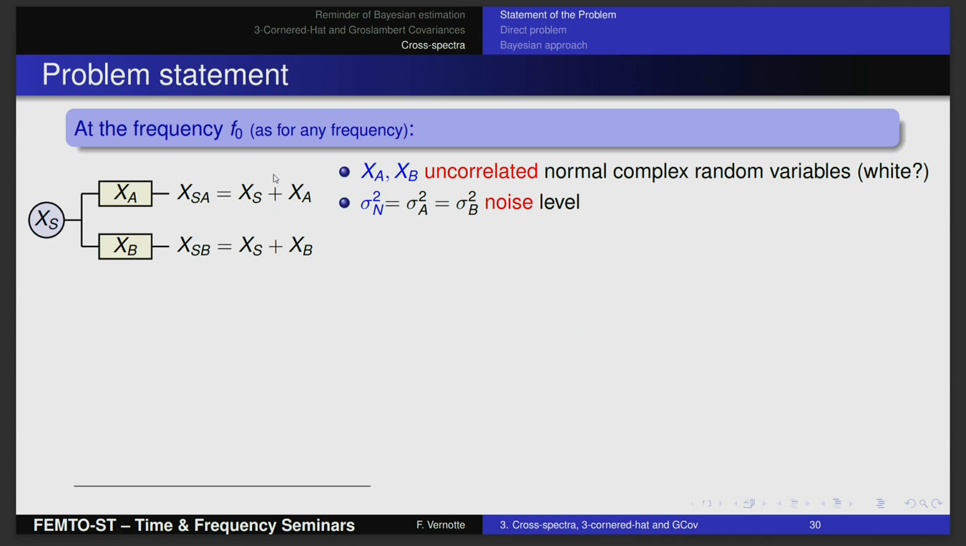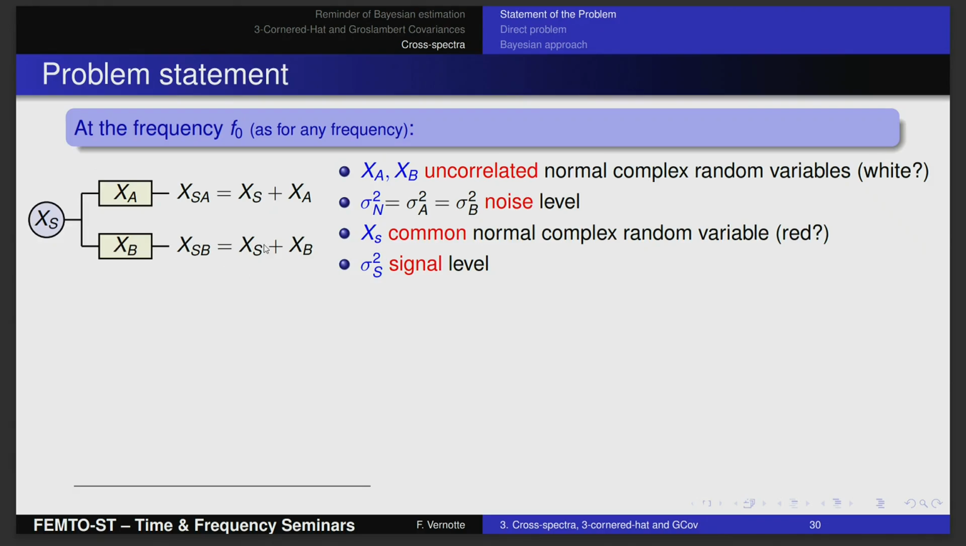We consider that XA and XB are uncorrelated, the 2 noises introduced by the measurement device. And you can consider also that sigma square n, the variance of the noise, is the same for A and B, so it's a noise level. And we'll consider that the signal, XS, is a normal complex random variable. More or less, it's generally red noise, but it could be different, by opposition to the measurement noise, which is generally white noise, but we will not use the fact that it's red or white anyway. So what is important is the signal level, sigma square of S. This is really what we are searching for.